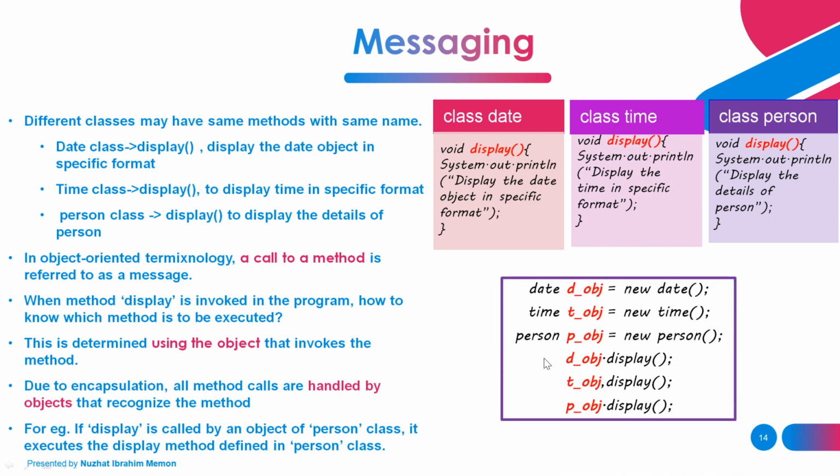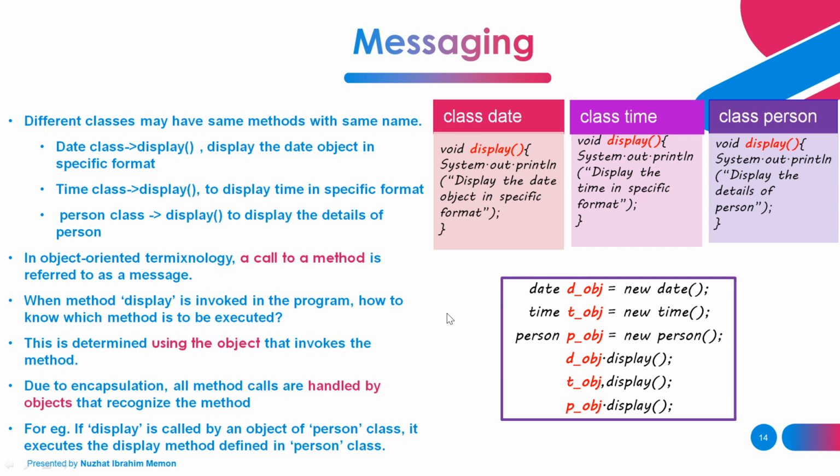See here, if I write d_object.display, and here you can see d_object is an object of the date class, it will execute the display method of the date class. In the same way, if I write p_object.display, and you can see here p_object is an object of the person class, so it is going to execute the display method of the person class.